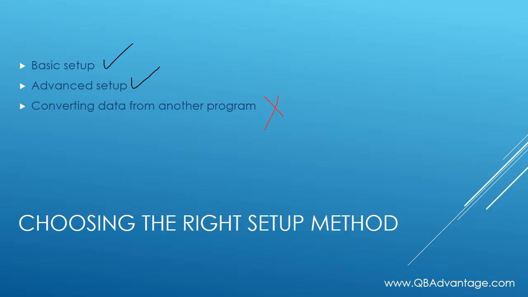Now, there are a few ways to set up a data file in QuickBooks. The first is the basic setup. This is the quickest way to get started, but you'll still need to do some customizing later as you are working in your file. The second choice is the advanced setup. This option takes a little bit longer, but you will get closer to the goal at the end of the process. The third choice is to convert a data file from another program.